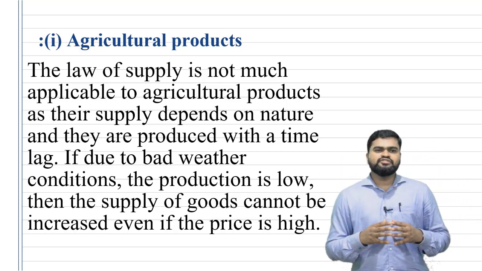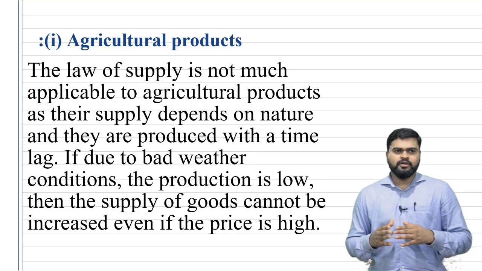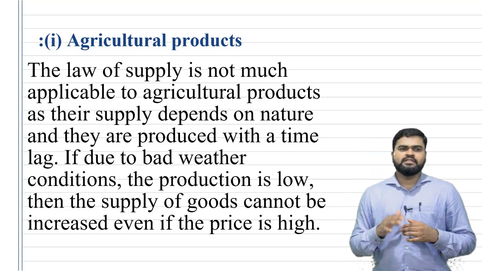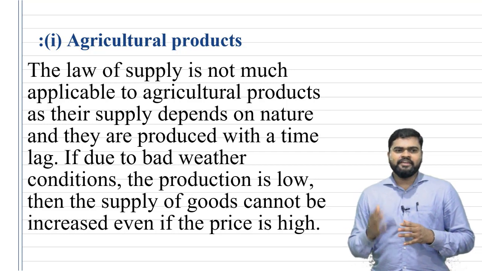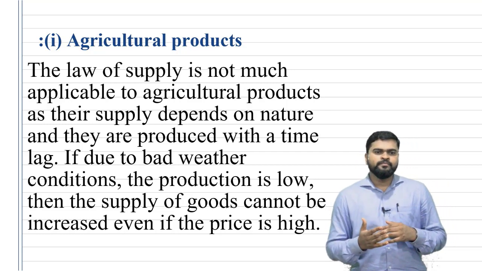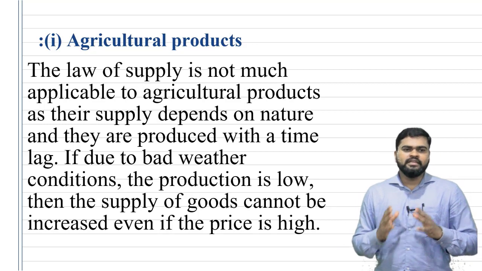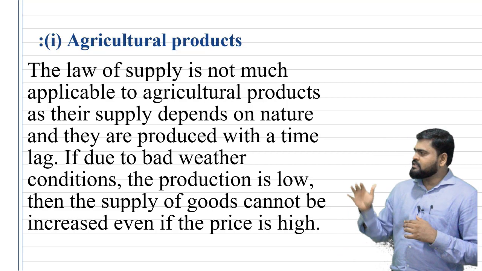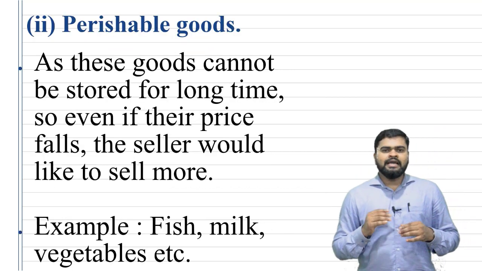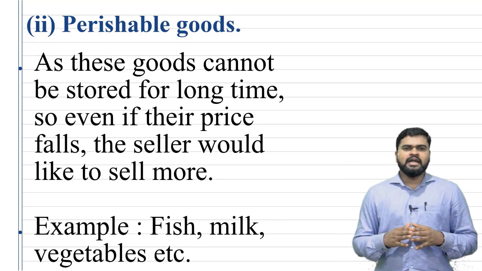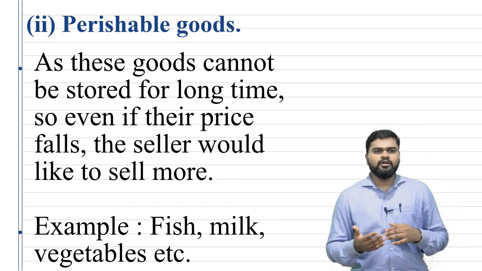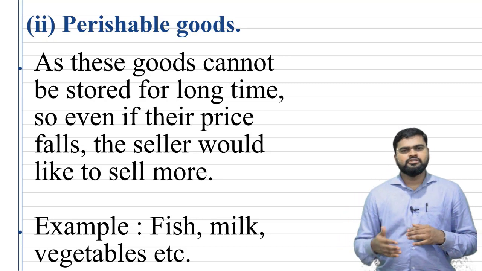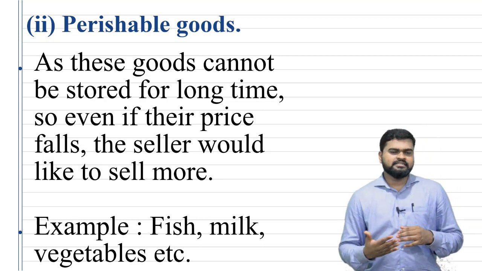The law of supply is not much applicable to agriculture products, as their supply depends on nature and they are produced with a time lag. If due to bad weather conditions the production is low, then the supply of goods cannot be increased even if the price is high. The second exception is perishable goods. As these goods cannot be stored for a long time, even if their price falls, the seller would like to sell more. Examples: fish, milk, vegetables, etc.